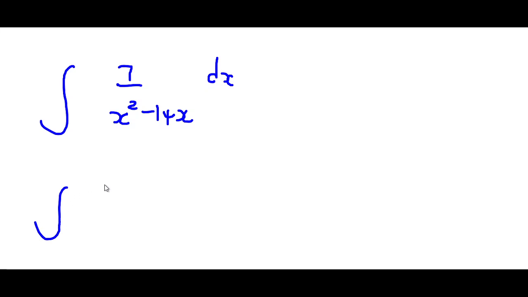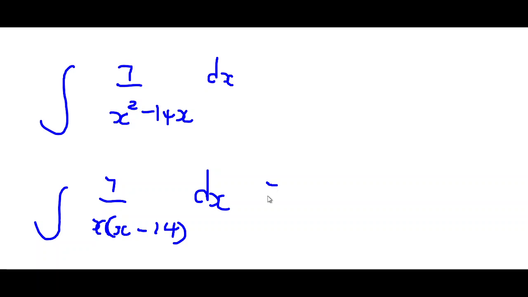Hi there, today we are going to talk about integration by partial fractions, and we've been given our first example: integrate 7 over x squared minus 14x dx. The first thing that you need to do here is to factor out the denominator, which will give us x into brackets x minus 14 dx.